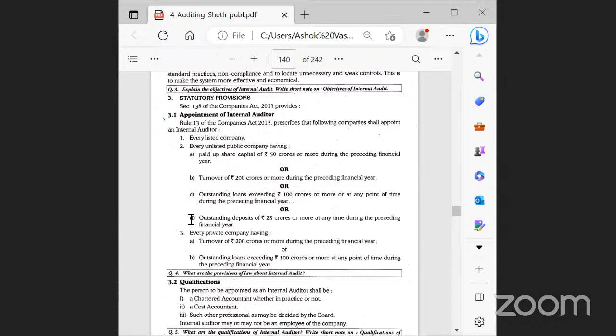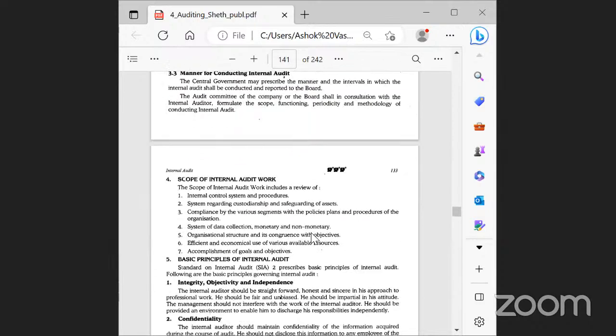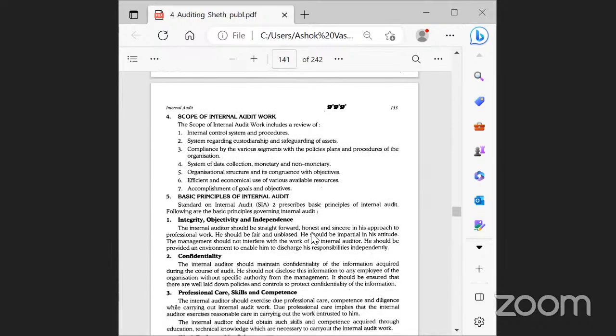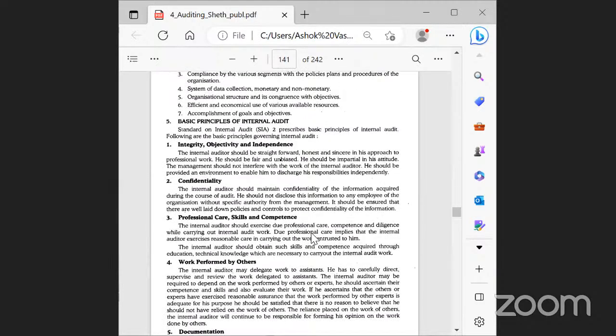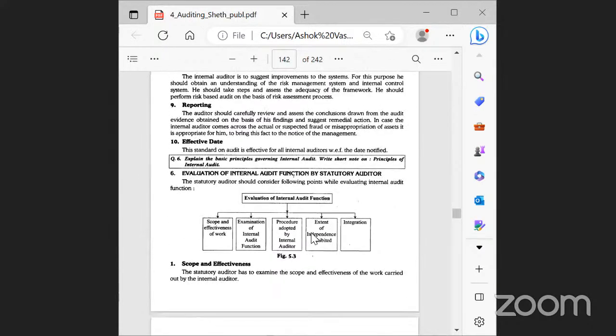Third, every company having turnover of 200 crore or more or outstanding loans exceeding 100 crores, they have to appoint an internal auditor. Qualifications are mentioned here. The internal auditor should be a chartered accountant appointed by the board of directors. Principles of internal audit remain the same, which I explained for the auditor. Same points are there.